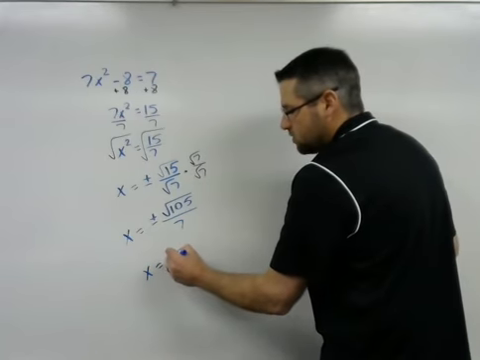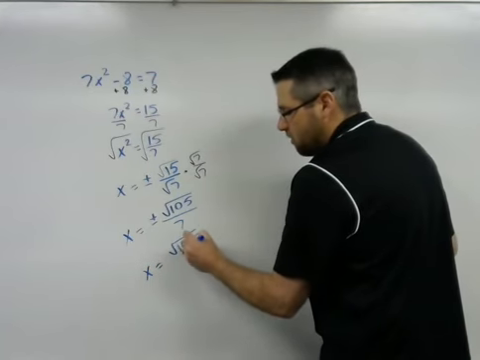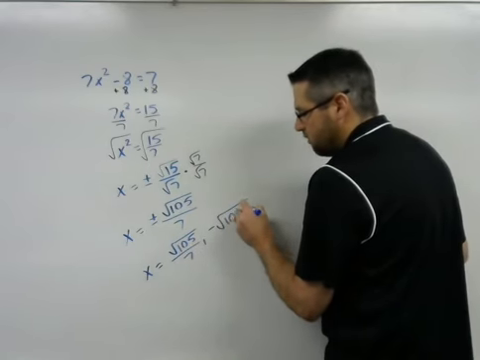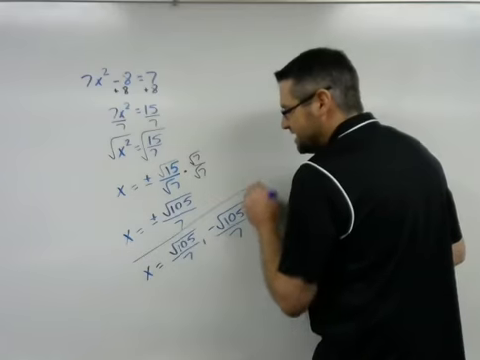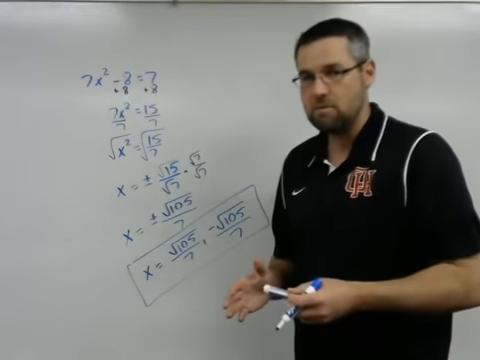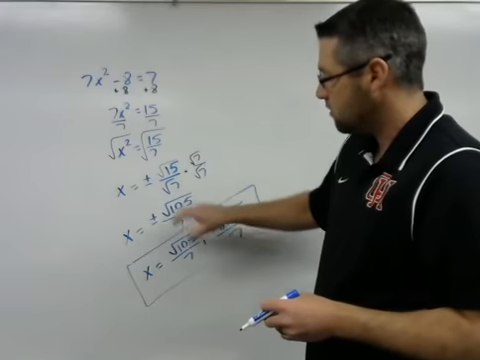So the first answer we'd write as the square root of 105 over 7. And the second answer would be negative square root of 105 over 7. Two distinct, different answers. Yes, they're related, but they're not the same thing, and we don't want to put them together as one answer.